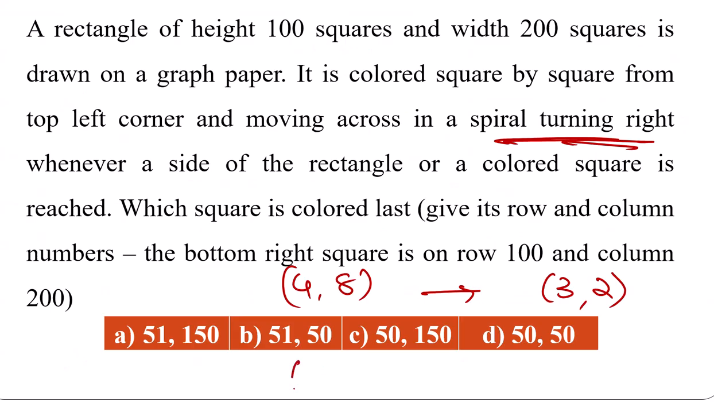When it is 4 and 8, you are getting 3 comma 2. So what way can you analyze? One thing you can simply get is that the last box's row and column have one difference. The difference for 3 comma 2 is 1, the difference for 4 comma 3 is 1, so the answer is 51 comma 50.